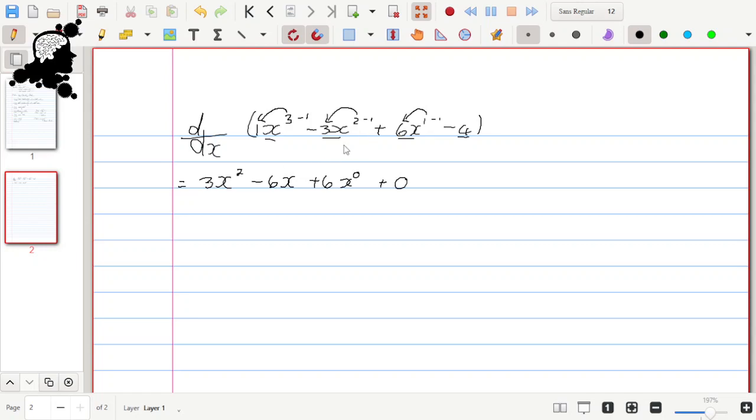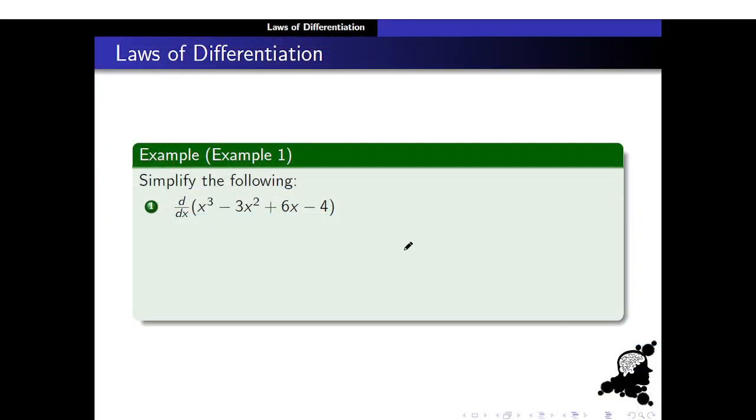Life is great. Now we simplify what we have. This is going to be 3x squared minus 6x plus 6. And there you have it, you found the derivative. Life is great. I hope that this made sense to you guys. Let's look at the next question.